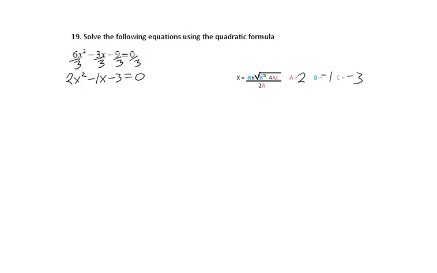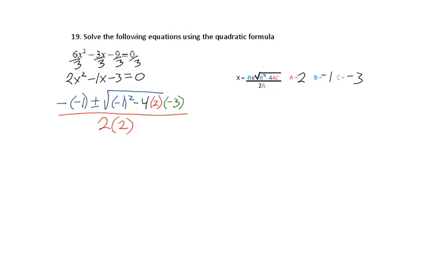Let's use our formula. So negative b, that's going to be minus negative 1, plus or minus the square root of negative 1 squared, then minus 4 times a, which is 2, times c, which is negative 3, and then everything over 2 times 1. No, sorry, 2 times 2.